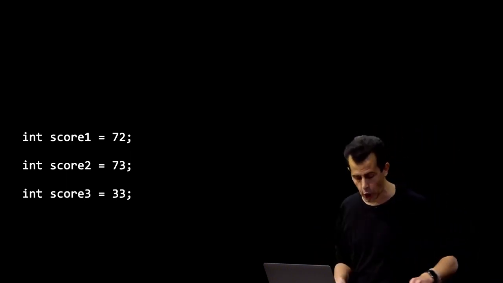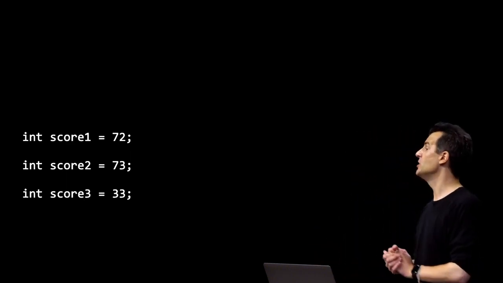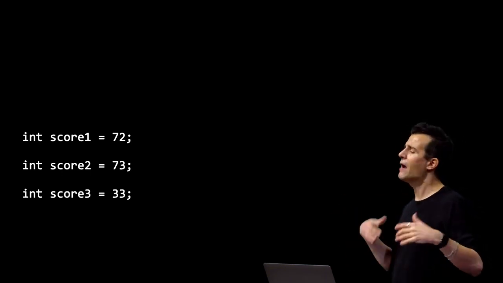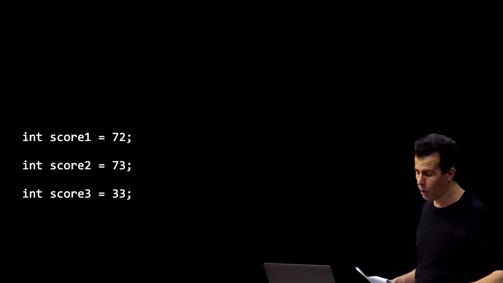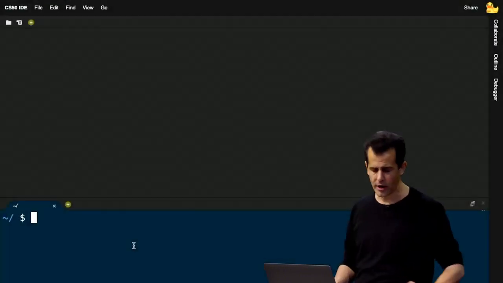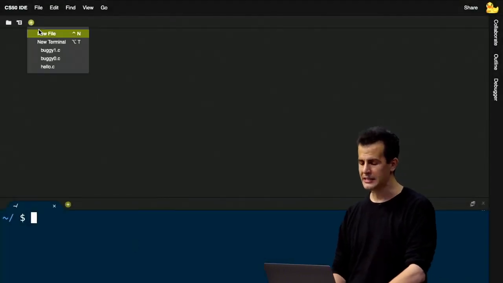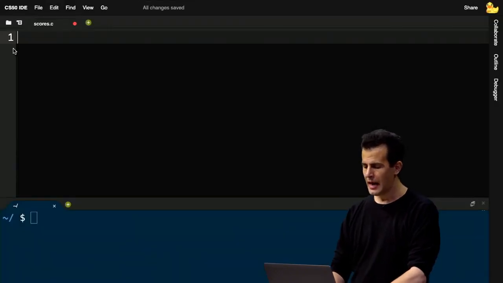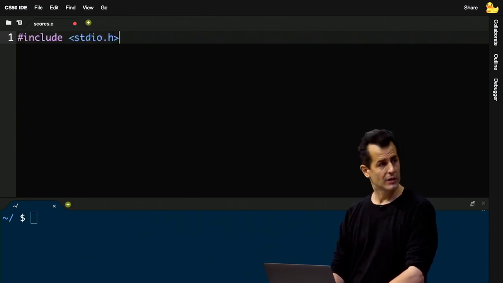Suppose I had written some code that involved declaring 3 scores. Maybe it's a class that's got 3 tests, and you want to average the student's grade across all 3 of those tests. Well, let's go ahead and write a quick program that does exactly this. In CS50 IDE, I'm going to create a program called scores.c. And in scores.c, I'm going to include stdio.h.